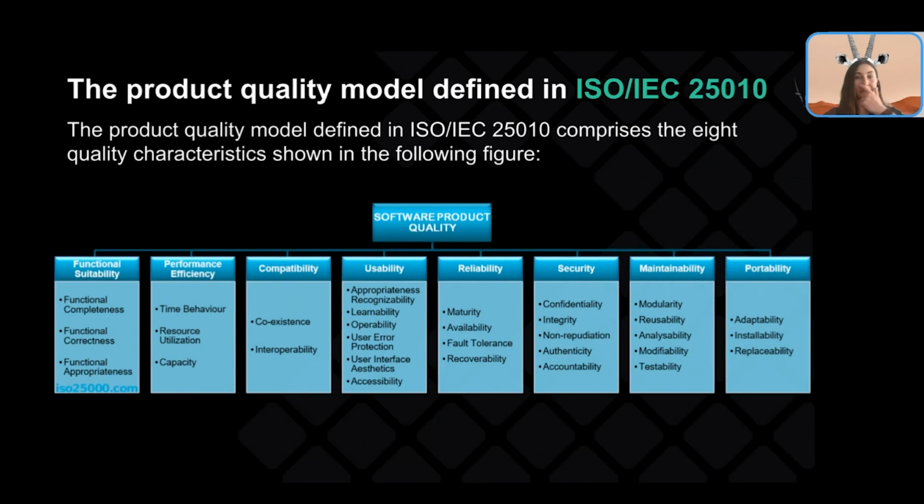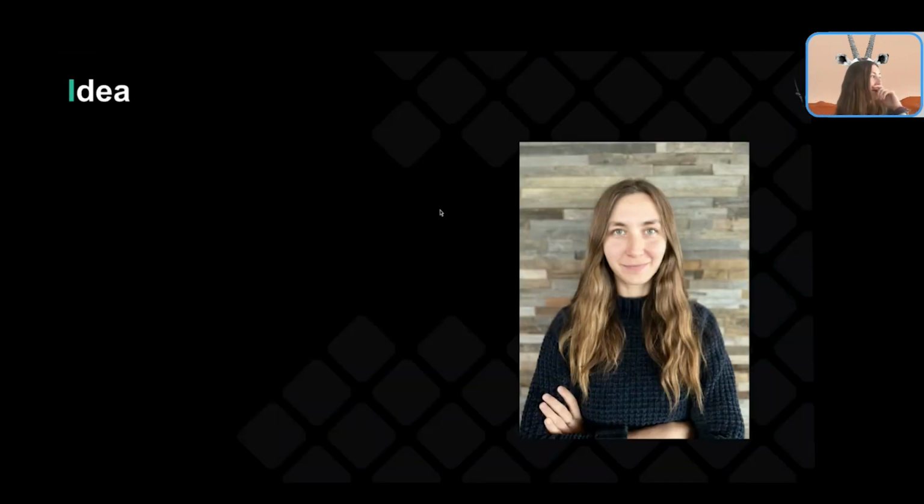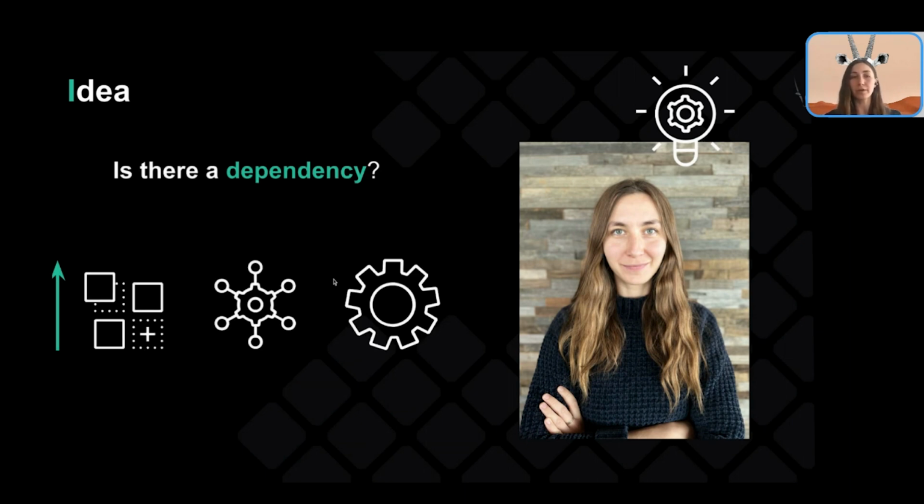So let's move forward. How are quality attributes or non-functional requirements actually connected? I had an idea that they are connected for sure. I have a bulb here. Yeah, that's basically an idea, and I wanted to check if that's true or not. Does it mean that if we are trying to increase some specific quality attribute, we are decreasing others? That was my idea, and I wanted to check it out.